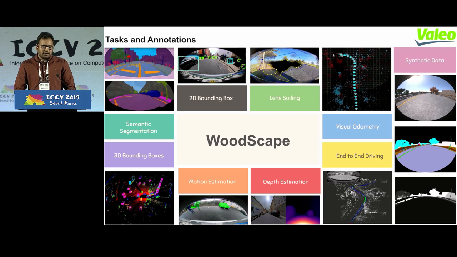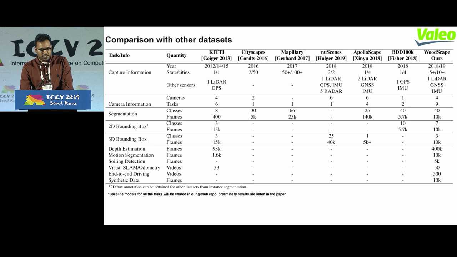While our dataset has annotations for standard perception tasks like 2D and 3D bounding box detection, semantic segmentation, and visual odometry, we also provide annotations for novel tasks like lens soiling detection. We hope that this task helps the researchers to induce adversarial conditional knowledge into their models. WoodScape is the first dataset with synthetic data having annotations for segmentation and depth, encouraging the researchers to look towards domain adaptation and corner case mining. We also provide pixel level annotations for motion segmentation. Other tasks include depth and end-to-end labeling.